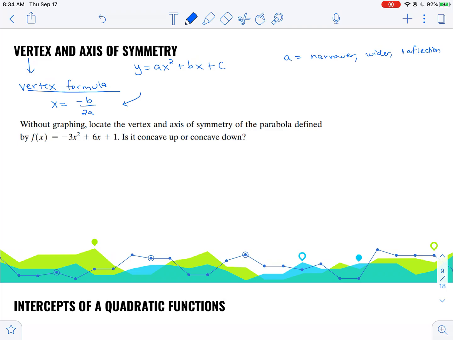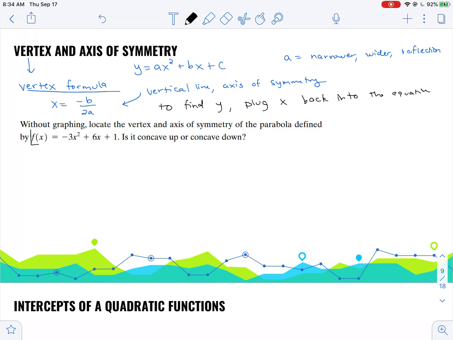The axis of symmetry is also going to be that line, x equals the opposite of b over 2a. So that line is going to be your vertical line, which is the axis of symmetry. So the x coordinate of the vertex is also going to be the axis of symmetry. So once you have the x coordinate of the vertex, to find the y coordinate of the vertex, plug x back in to the equation.